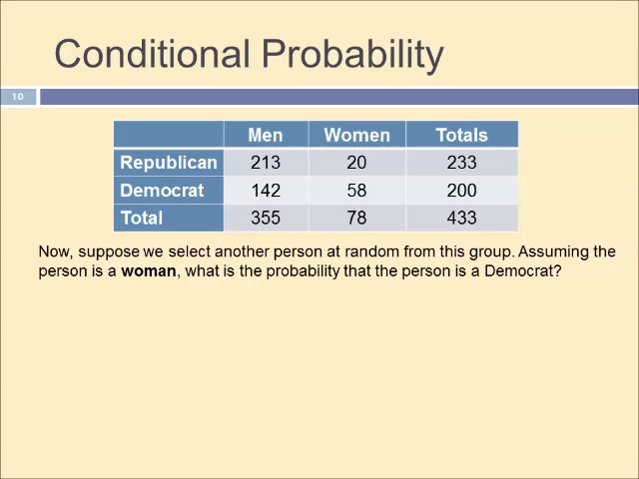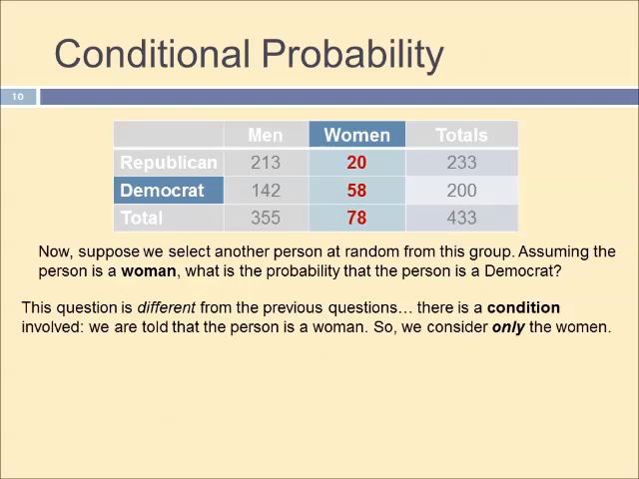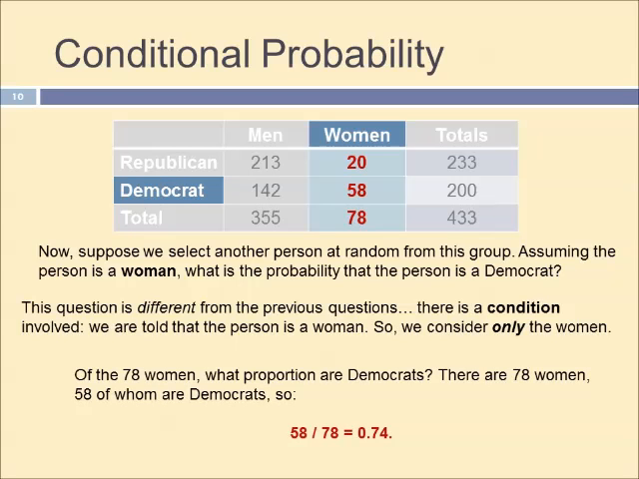Now, suppose we select another person at random from this group. Assuming the person is a woman, what is the probability the person is a Democrat? This question is different from the previous questions. There is a condition involved. We are told in advance that the person we've chosen is a woman, so we consider only the women. Of the 78 women, what proportion are Democrats? There are 78 women, 58 of whom are Democrats, so the probability is 58 divided by 78, or 0.74.